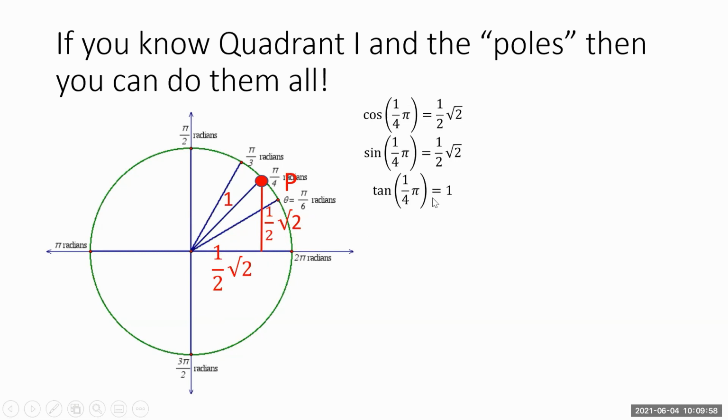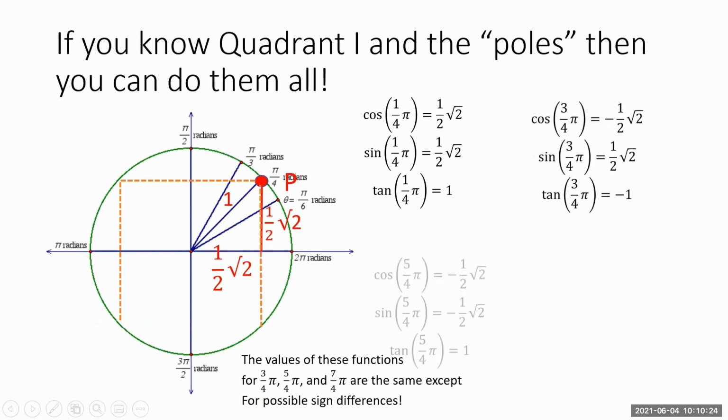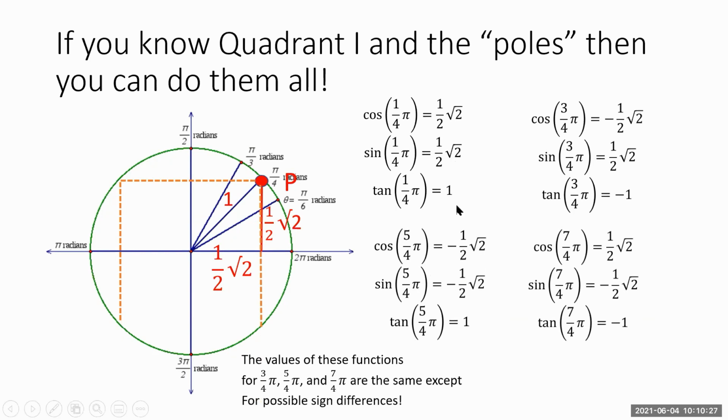All right, again, if you know quadrant 1, you're going to know values in all the other quadrants because you can just reflect over the x-axis, reflect over the y-axis, or reflect over both axes, i.e. reflect through the origin. The values are the same for these angles, 3/4 pi, which is up here, 5/4 pi, which puts us down here, or 7/4 pi, which puts us down here, except sign differences. So, boom, boom, boom, boom.